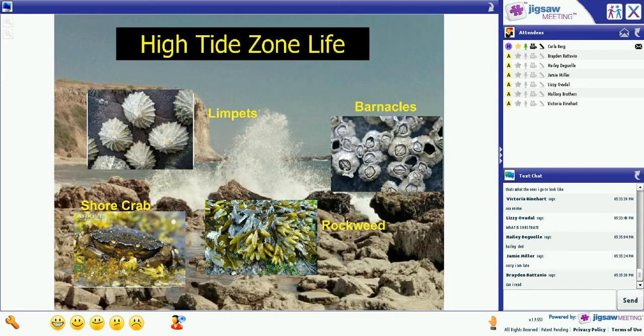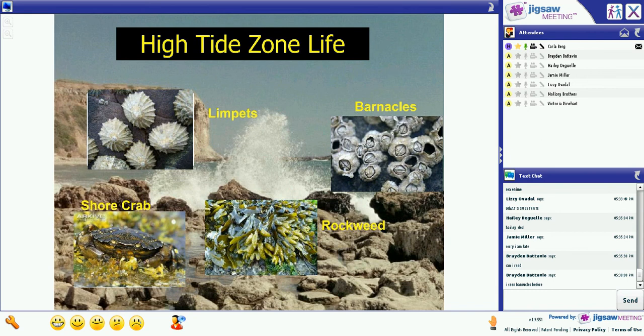So here we have some animals who live in the high tide zone. We have limpets, who we talked about before, who suction cup themselves to rocks or other hard structures. We have some barnacles, who when they are covered by water at high tide, expose their little feathery structures so that they can feed. And when it is low tide, they close themselves up.